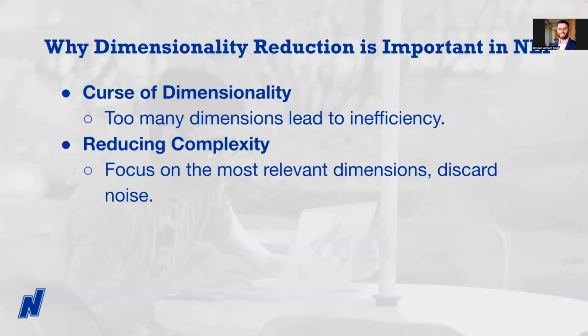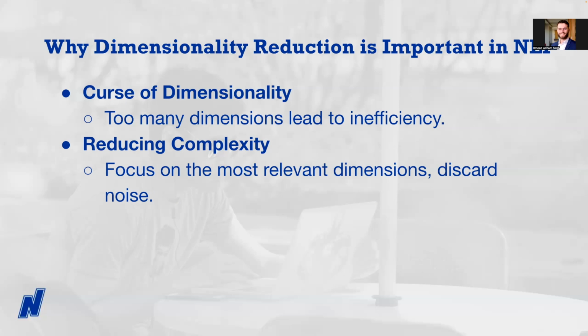Next, why is this important? High-dimensional spaces can be problematic in NLP due to what we call the curse of dimensionality. As the number of dimensions increases, the data becomes more sparse and harder to manage. This can lead to inefficiencies in both training and inference stages of a model. For instance, if you have a 300-dimensional vector for every word in a corpus, processing these vectors can become computationally expensive. This is where dimensionality reduction becomes essential.